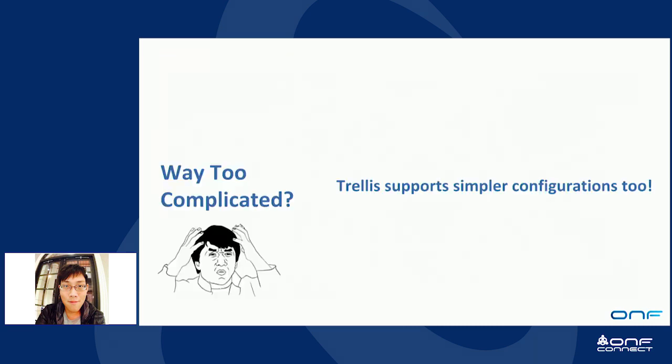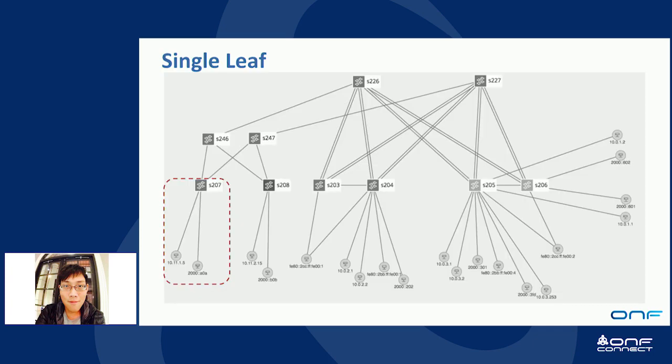So you may think that, wait, this is way too complicated, right? But Trellis actually supports simpler configurations too. So let's say if you have only one switch, you can just use a single leaf configuration. You can have one switch, and then you can connect several hosts to that switch. If you have two switches, you can have a leaf pair. In that case, your servers can be dual home to both Tor switches. That gives you a little bit more redundancy.